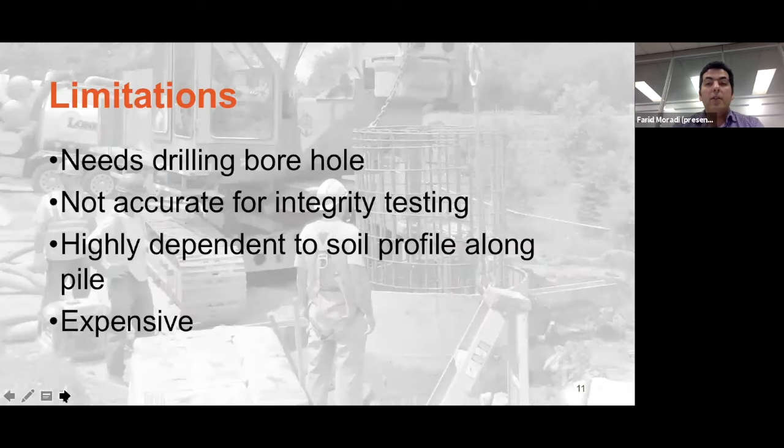Again, this technology also has its own limitations. It needs drilling a borehole, and drilling boreholes is sometimes, in some countries and at some job sites, too expensive. The results are not accurate for integrity testing, as I told you, because the stress waves travel through at least two different environments, concrete piles and the surrounding materials. If we see an issue in your signals, we cannot say that issue can be 100% correlated to any issue in your concrete or in your surrounding soils.